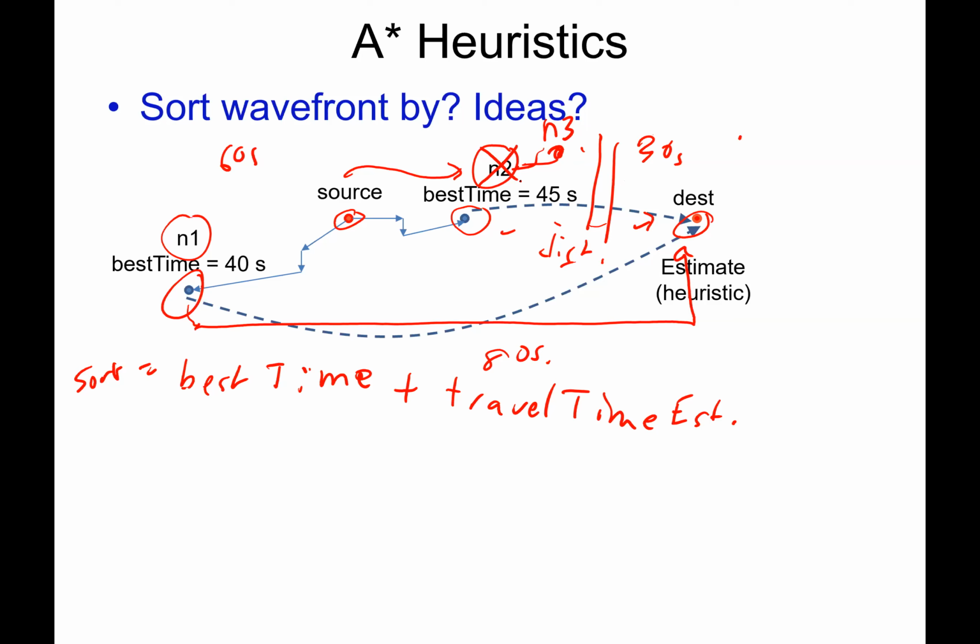So we take N2 off the wavefront. We find N3 as one of its neighbors. We find that we can get to N3 with a total time of 55 seconds. And we still estimate that the travel time to the destination is maybe 20 seconds. So then we'd estimate our total time is 75 seconds, still better than the 100 seconds we have over here. We would look at that node next, and we'd keep going, okay?